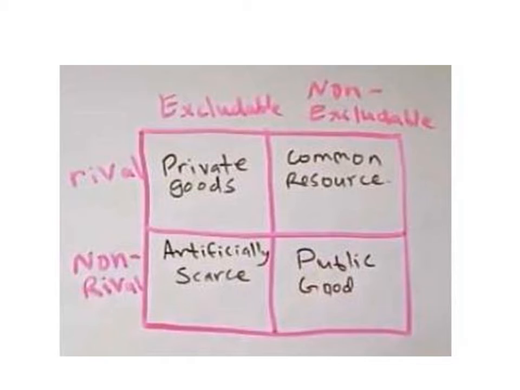Let's now revisit our chart and explain where data fits in on this chart. All right, quick reminder. Rival means I have it, you can't have it. Excludable means if you don't pay for it, you can't have it. All right? So those are the brief descriptions of our little chart up here, our little box. So where does data fit in?